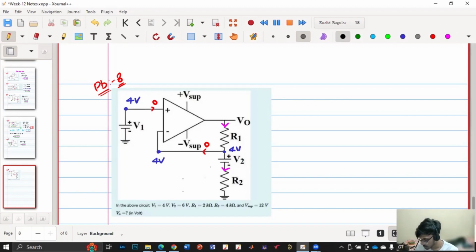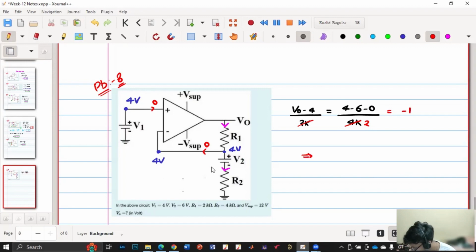So can you tell me the equation? V naught minus 4 by R1 is equal to 4 minus V2, that is 6, minus 0, divided by R2. R1 is 2K, R2 is 4K. So 4 minus 6 is minus 2, and this goes here 2, then it will be minus 1, right? So V naught equals 3 volt.